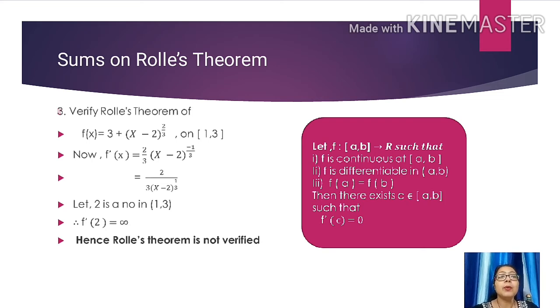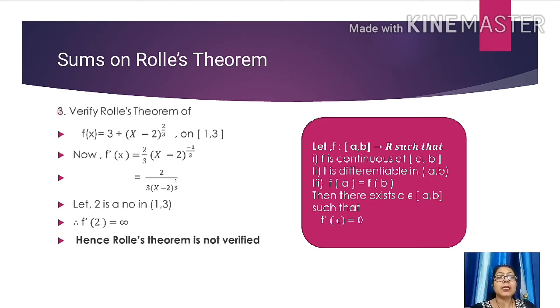So directly we will start from the differentiation, that is f dash x, and that is equal to the derivative of 3, which is 0, and the derivative of x to the power n is n x to the power n minus 1, that means 2/3 (x - 2) to the power minus 1/3. So this 1/3 will become a positive power when it is coming down.